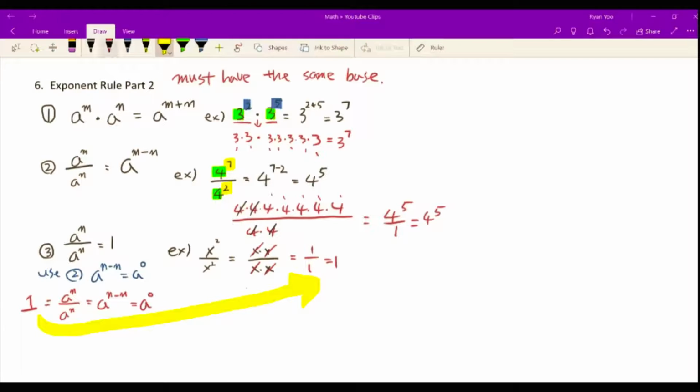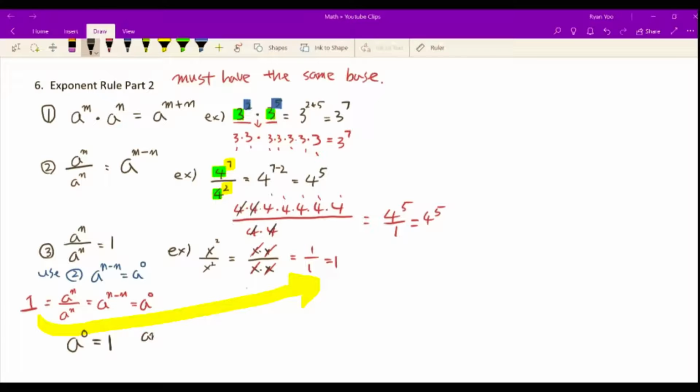So in short, let's summarize. In other words, a to the 0 power is simply 1. So from now on, anything, let's write better.